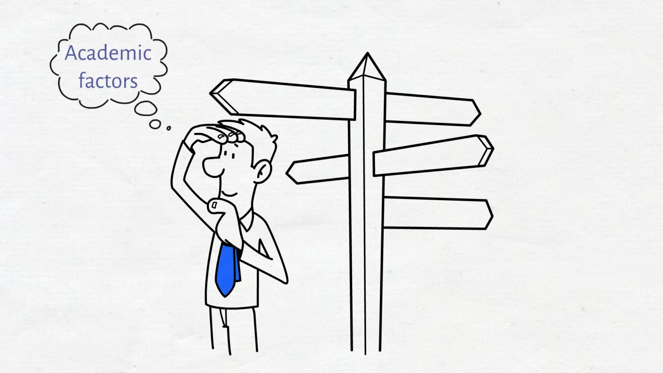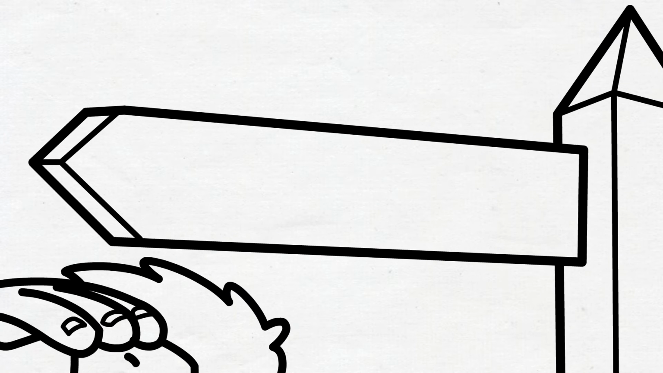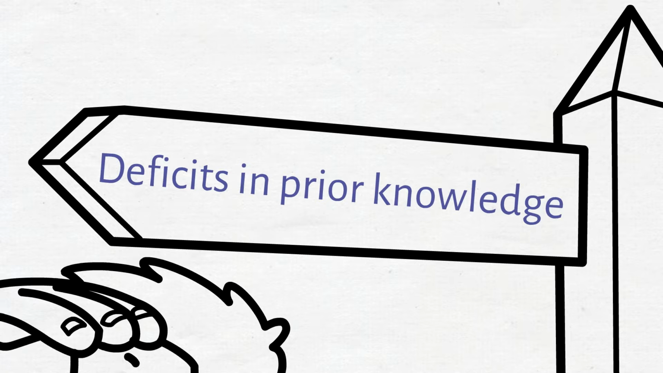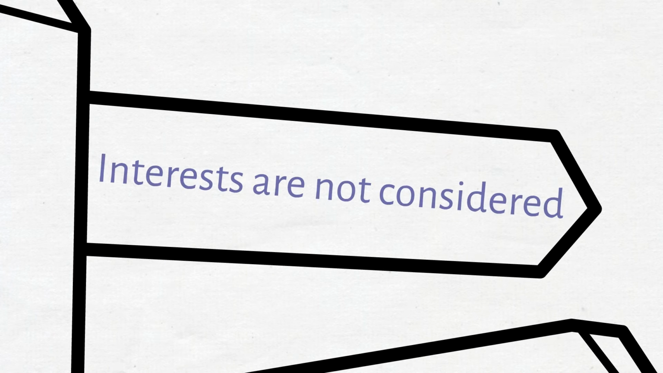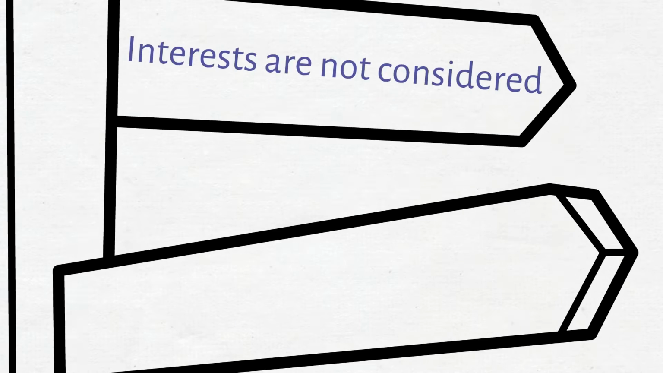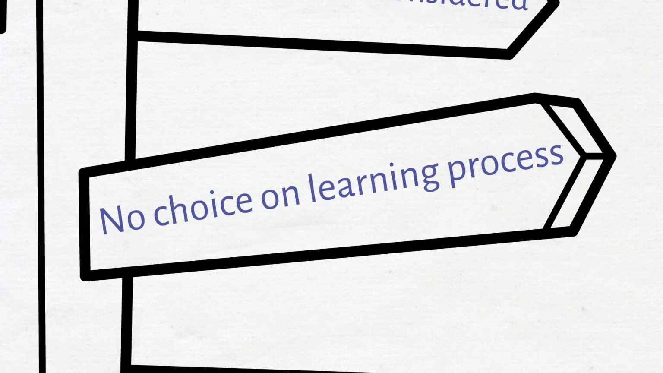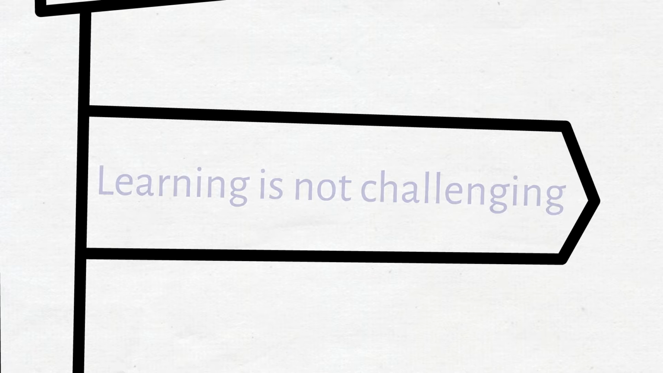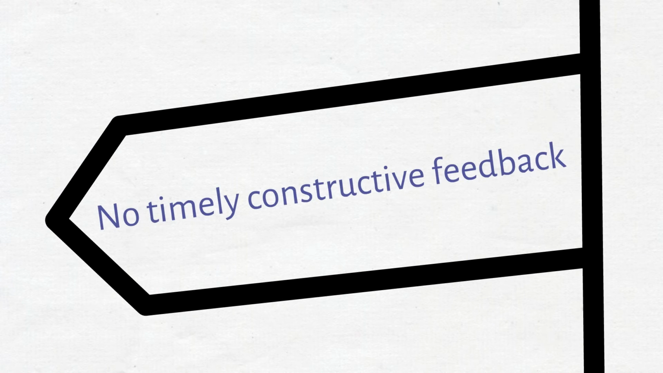Academic factors can also affect student engagement. It is harder to engage students in learning new content when they have deficits in prior knowledge or preconceived notions about learning. Also, students may not engage as much as expected when they feel that their interests are not considered. They are given no choice on their learning process, learning is not challenging for them, or they do not receive timely, constructive feedback from teachers.